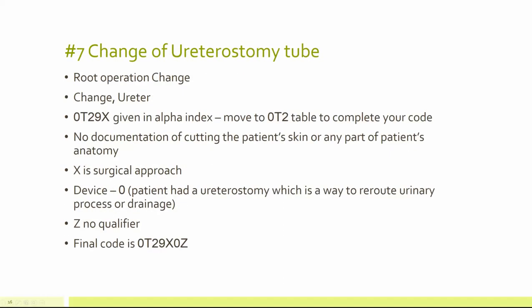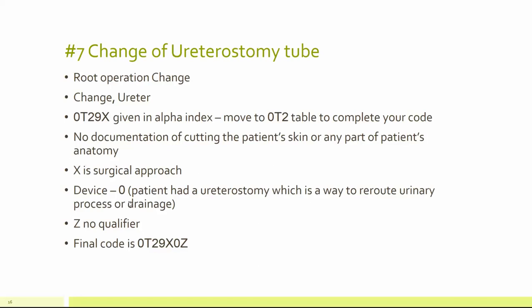Number 7, patient is having a change of a ureterostomy tube. Root operation is change. You're going to index change and then ureter. You're given 0T29X in the alpha. You move to the 0T2 table. There's no documentation given to us that this patient's skin was cut. It just states that this tube was changed out. We have no documentation that there was any type of puncture, anything. So we're going to choose X for our surgical approach, which is external. So they basically just pulled the tube out and put a new one in.